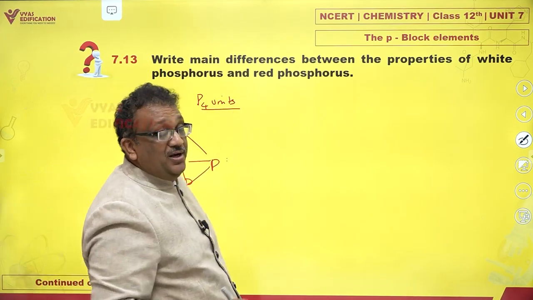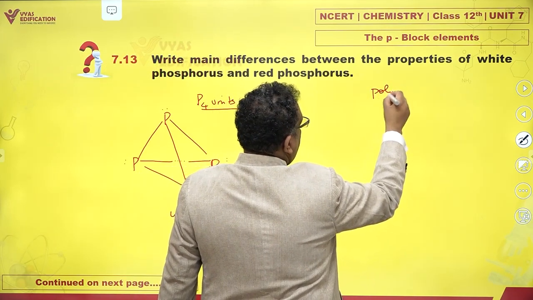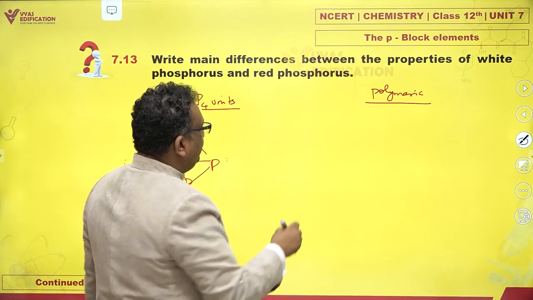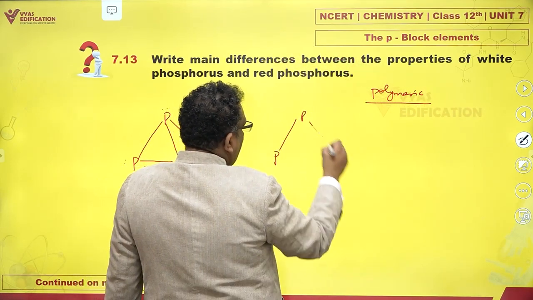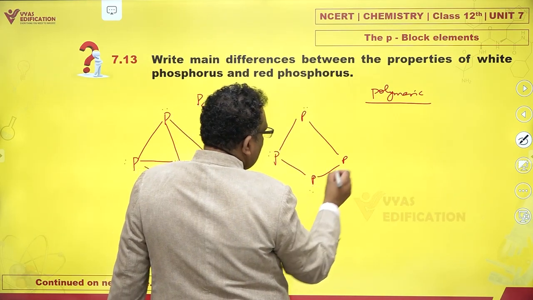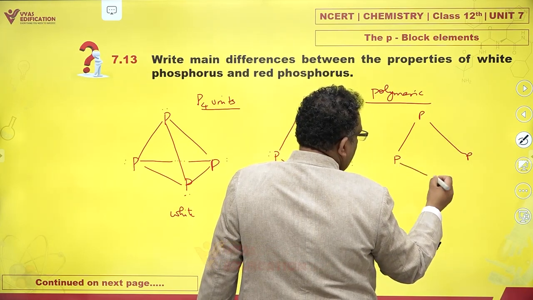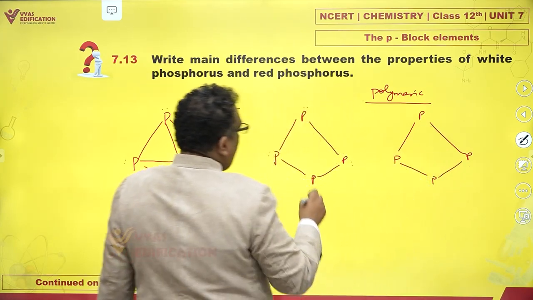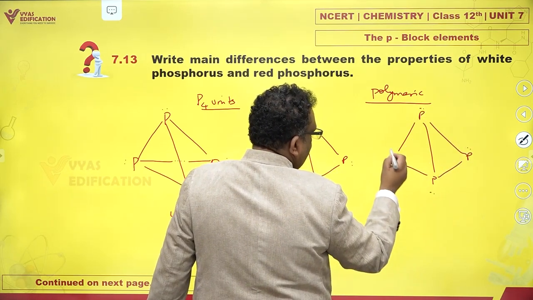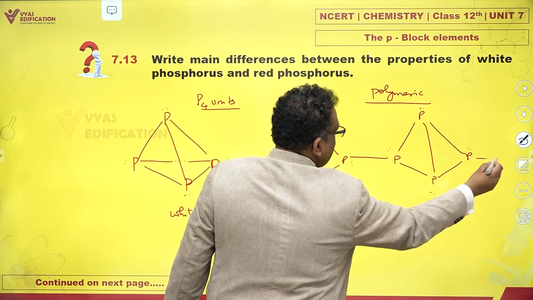And the most fundamental difference is that red phosphorus is polymeric. It has no small molecules. The structure is actually inspired by white phosphorus only. I'll just tell you how it is like. Now, instead of making one more bond here, you just make it outside like this.